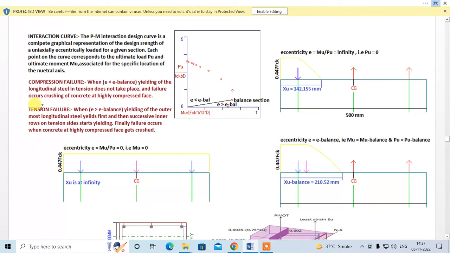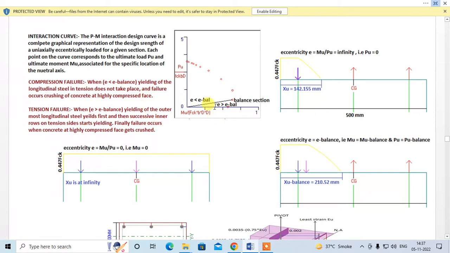Now there will be a balanced section. A balanced section is that section where steel and concrete yield together, right? So the eccentricity at that is taken as e balance, right? Now if your actual e is less than e balance, then it will undergo a compression failure. What is compression failure? When e is less than e balance, yielding of the longitudinal steel in tension does not take place, and failure occurs due to crushing of concrete at the highly compressed face.